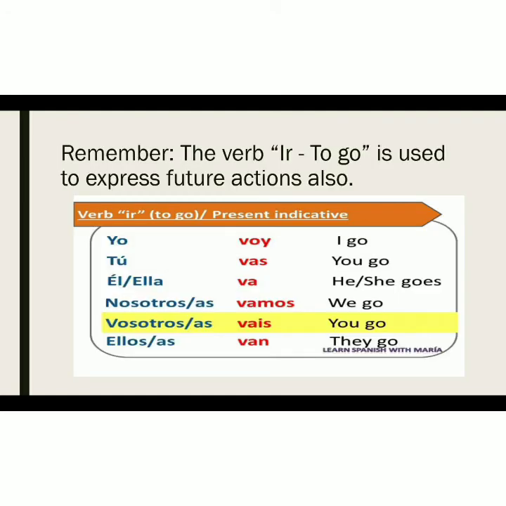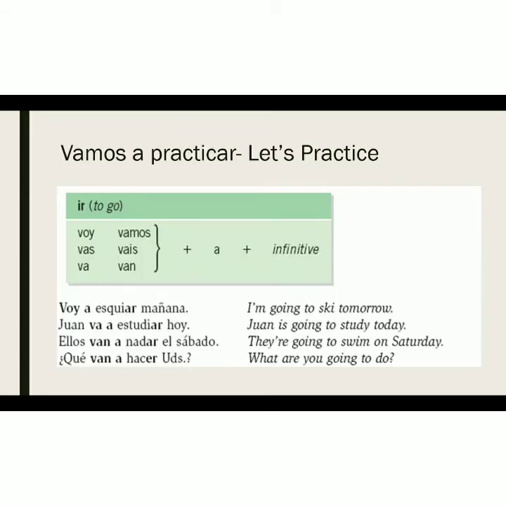Remember, the verb ir means to go and is used to express future actions also. Example: yo voy means I go, tú vas, you go, él va, he goes, ella va, she goes, nosotros vamos, we go, nosotras vamos, we go, ellos van, they go, and ellas van, they go. Vamos a practicar. Let's practice.